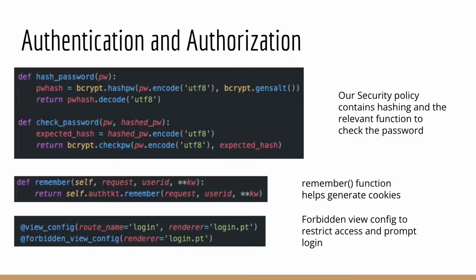Authentication and authorization in Pyramid is done with the help of a built-in optional security model. First, we provide a security policy where we have hashing for good security, as well as the relevant check password functionality, and a remember function to generate a cookie for the session. There is a forbidden view configuration so that the user gets redirected to login instead of being able to allow just anyone to see what they should not.